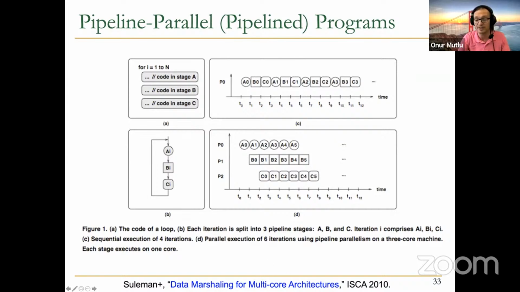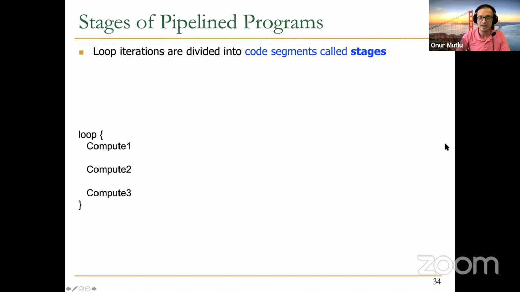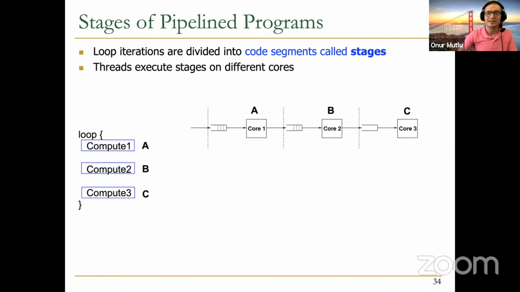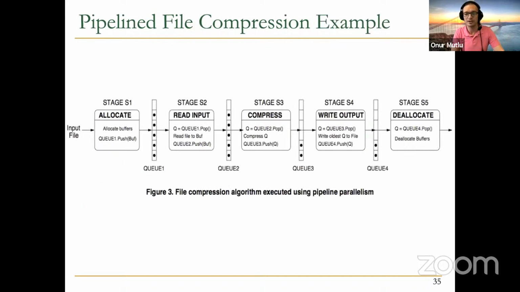If you're interested, you can read this paper that we wrote in ISCA 2010. But as I've already said, we divide the loop iterations into code segments called stages. Each loop has different parts, let's say 3 stages in this particular case. Threads execute stages on different cores. This is a general purpose programming model, but each core may be a processing element, as you can see. Each core has a queue associated with it, and they can communicate with each other through these queues. Okay, I'm not going to go through this anymore. You can look at it. But essentially, some programs can be written this way also.